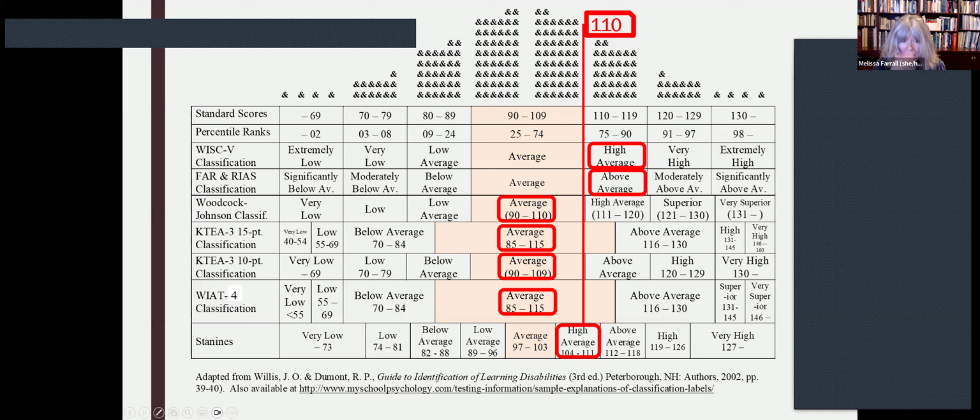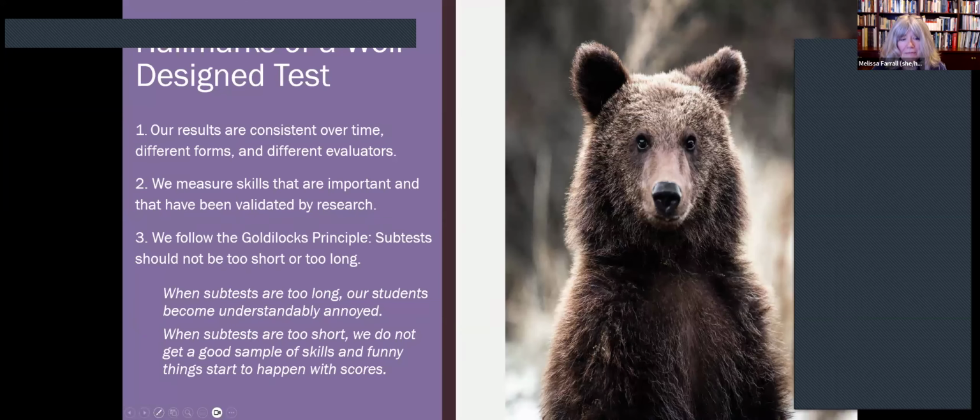So, questions on labeling systems? How are we doing on time? Oh, heck no. Okay, we're good. All right. Let's just see how far we get.